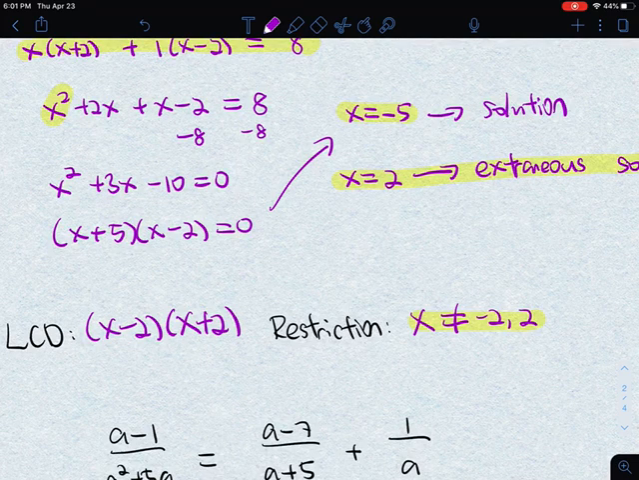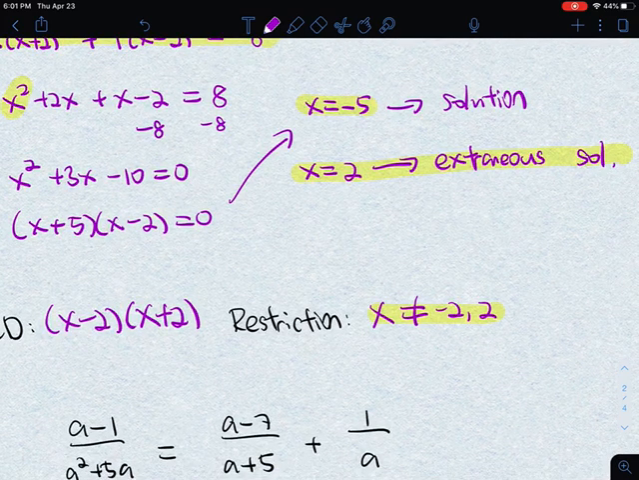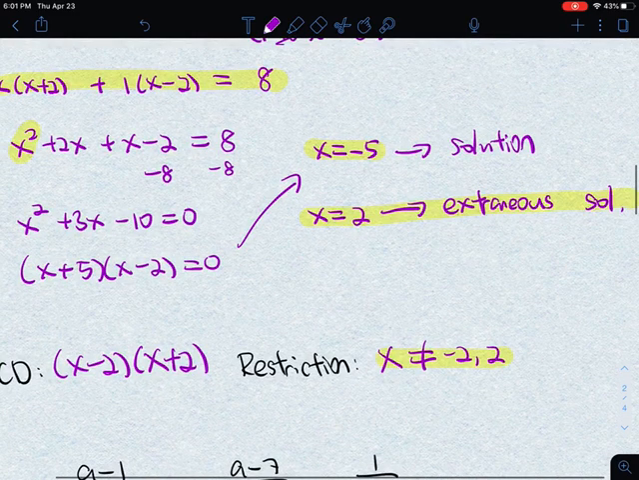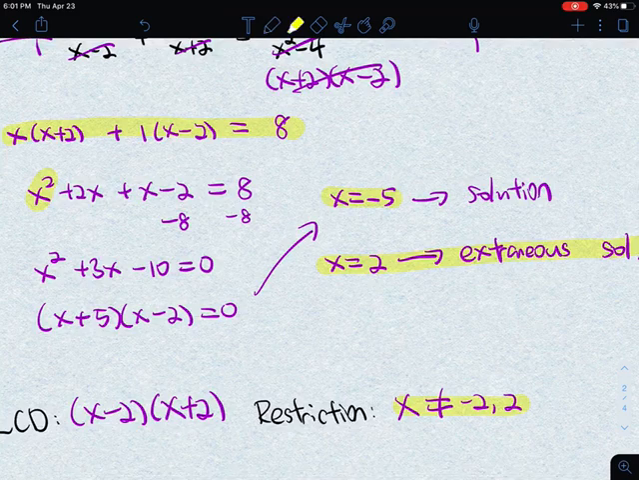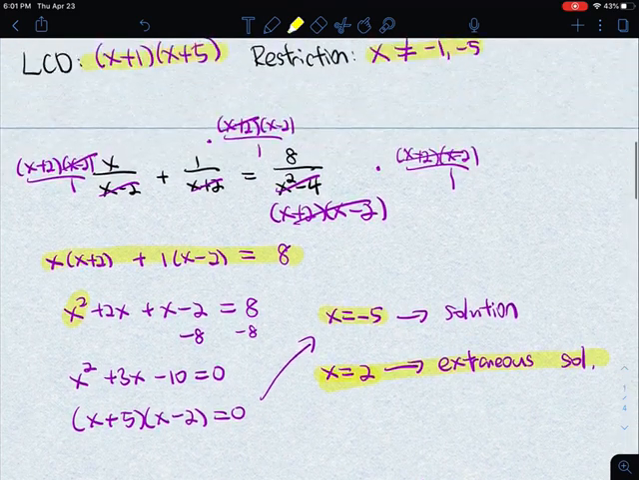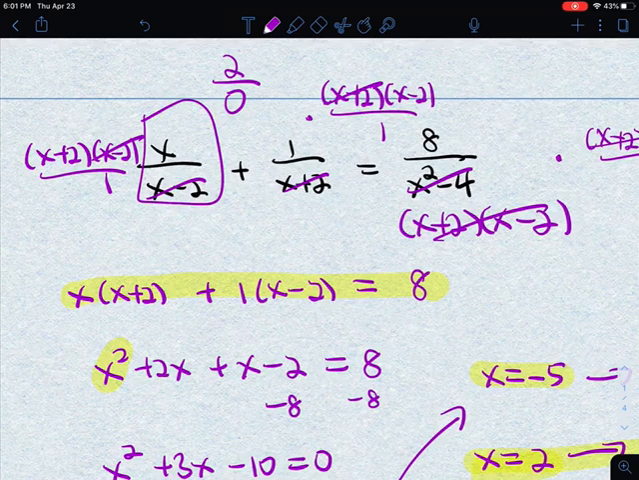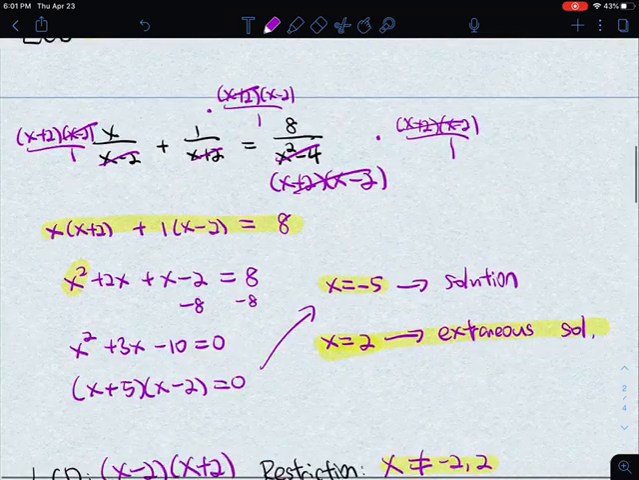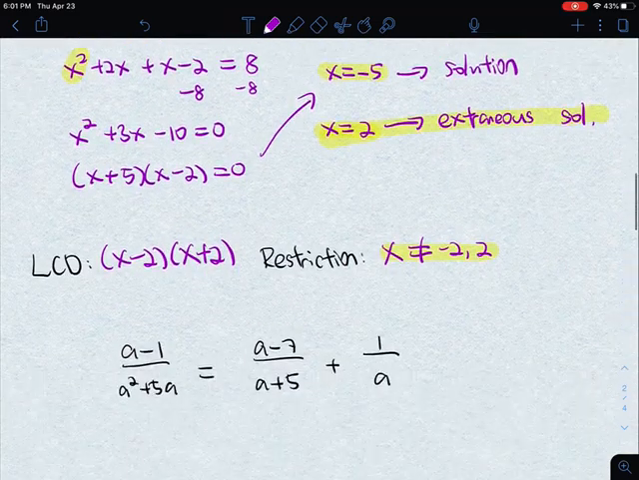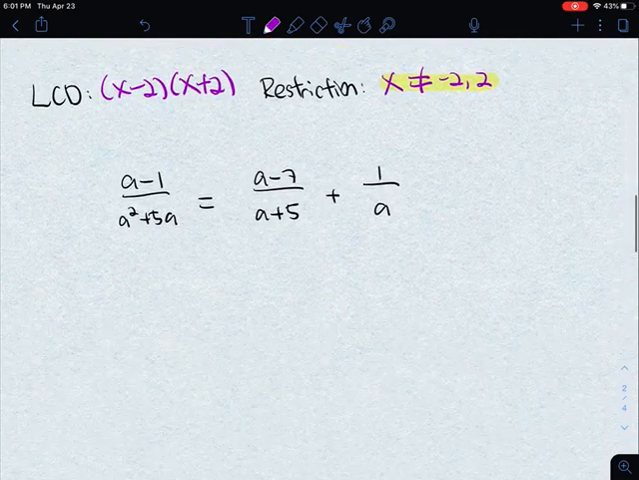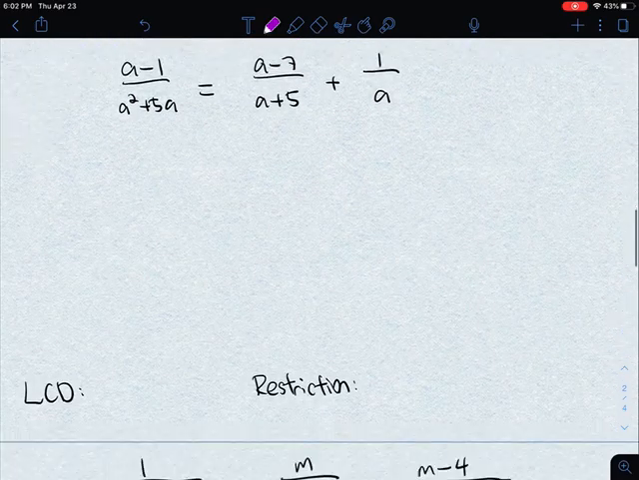Okay, so again, that's the point of finding the restriction, is so that we watch out for extraneous solutions. Okay, again, if we were to plug in x equals 2 back into our equation, if we plug in 2 over here, I will get 2 over 0, right? And we know we can't divide by 0, so that's why 2 will not be a valid solution. Okay, so there's that. And then let's just go ahead and do a few more examples just to kind of get the hang of this.